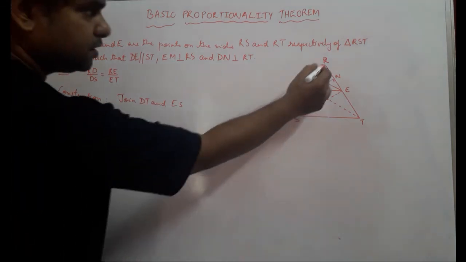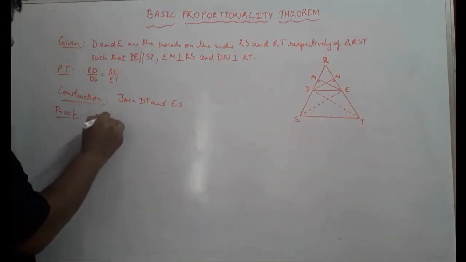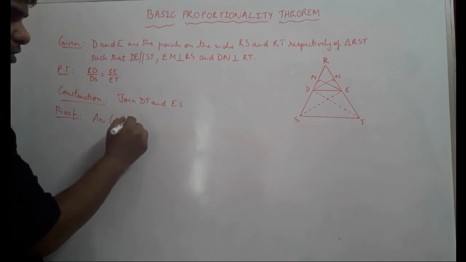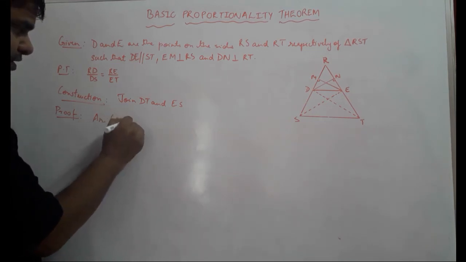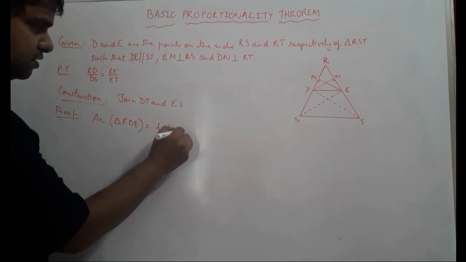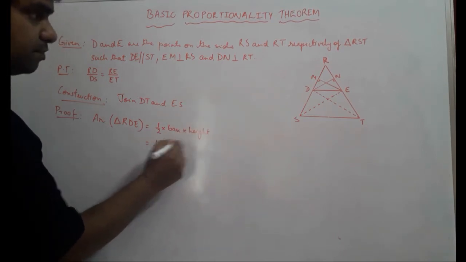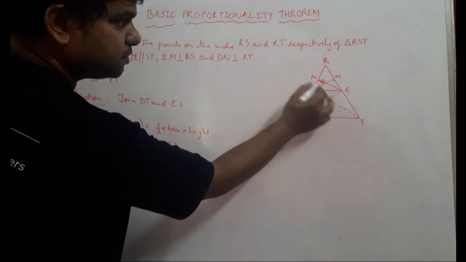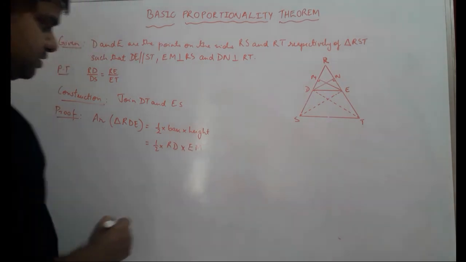We begin with the area of this particular triangle, that is RDE. The area of any triangle is given by half base into height. So that is the formula to find the area of any triangle. This is RDE, and that will be half into base into height. The base over here will be RD, and the height is of course what is perpendicular. We have said EM is perpendicular to RS, so EM will be the height.